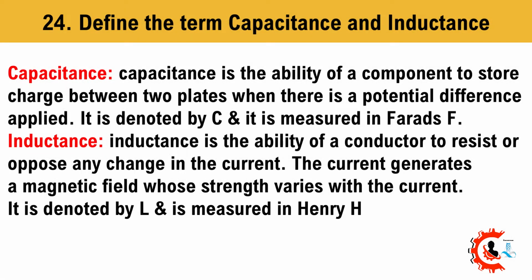24. Define the term capacitance and inductance. Capacitance. Capacitance is the ability of a component to store charge between two plates when there is a potential difference applied. It is denoted by C and it is measured in farads. Inductance. Inductance is the ability of a conductor to resist or oppose any change in the current. The current generates a magnetic field whose strength varies with the current. It is denoted by L and is measured in henry.